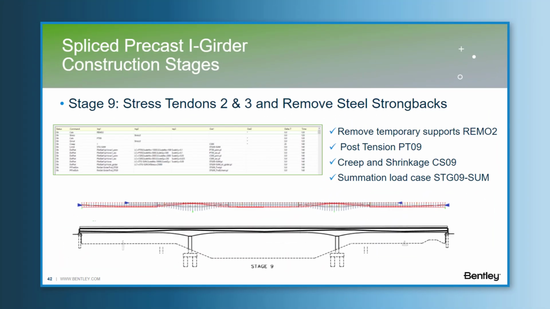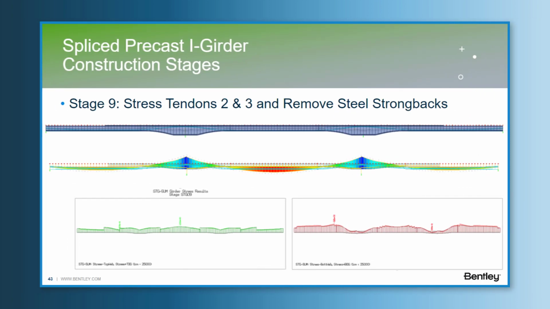Stage 9. Stress tendons 2 and 3 and remove the steel strong backs. Because we are working with a 3D model for an I girder, at this stage we have the composite elements active at the middle span and the zone over the piers, and we can now remove temporary supports for transversal movements. And we install the tendon 2 and 3 and continue to consider the creep and shrinkage effects. And in the results obtained, we can see one more uniform compression in the stress results on the I girder after the tendon 2 and 3 are installed.